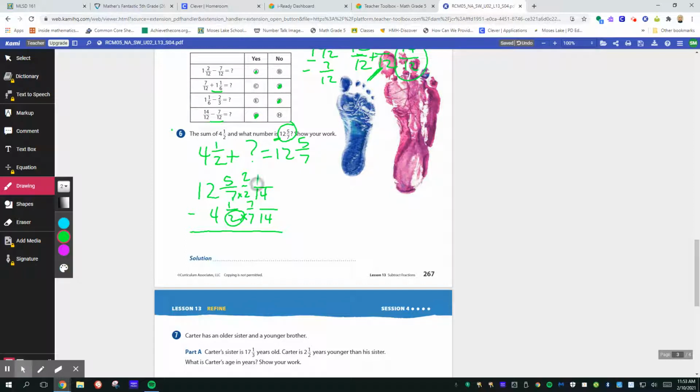5 times 2 is 10. 1 times 7 is 7. And if I subtract that, I get 10 subtract 7 is 3 14ths. My denominator stays the same. 12 minus 4 is 8.